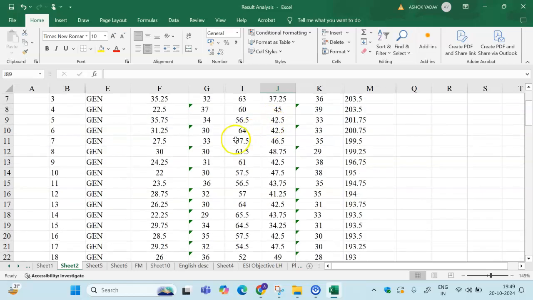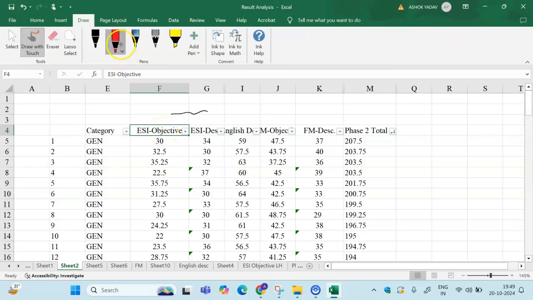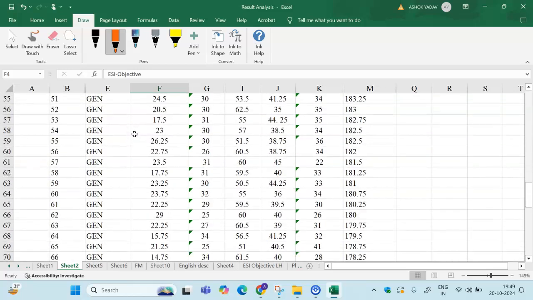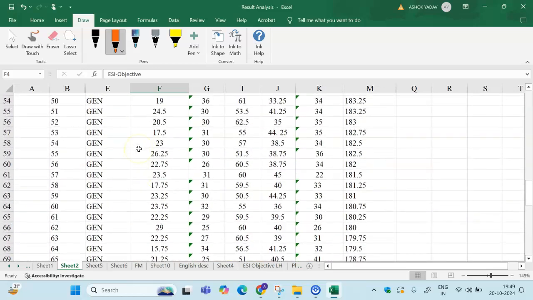Now we will discuss the cutoff. As compared to the last year, the objective paper was difficult. This is the last year's objective score. This year only 27 general vacancies are there, so 3 times, 81 candidates, they will be calling. I have taken the data of the last year result. From the last year result, the first 81 candidates of the general category, the score is coming 173 for the 81st candidate. Based on this I will derive the cutoff, because they will be calling 81 candidates only.